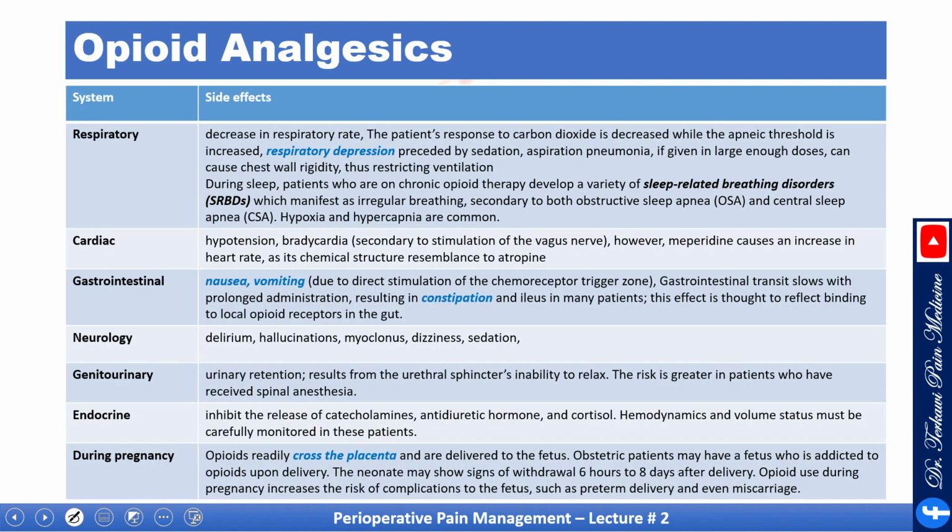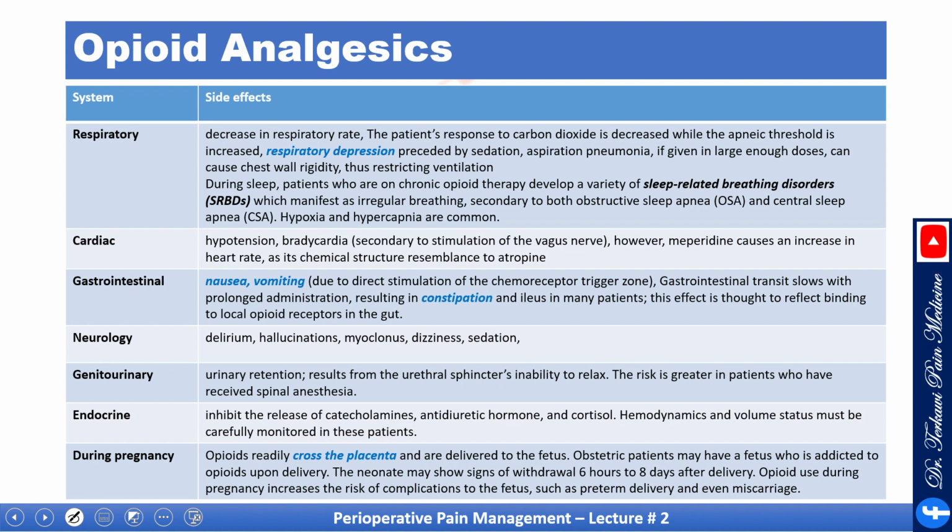Now, side effects of opioids. There are a lot of side effects. Most important is respiratory. It decreases respiratory rate. The patient's response to carbon dioxide is decreased, while the apneic threshold is increased. This causes respiratory depression, preceded by sedation, and this can lead to aspiration pneumonia. If given in large enough doses, it can cause chest wall rigidity. We see that sometimes with induction.